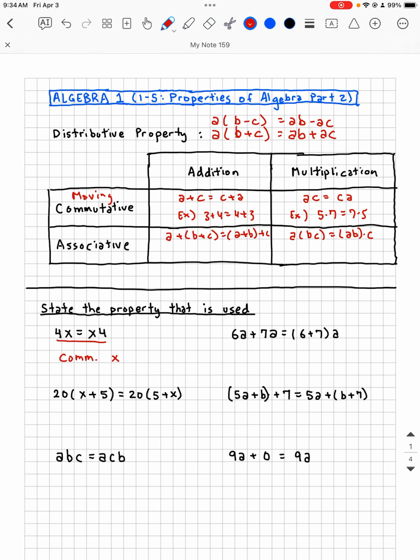For the next one, 6a plus 7a is equal to 6 plus 7 in parentheses times a.